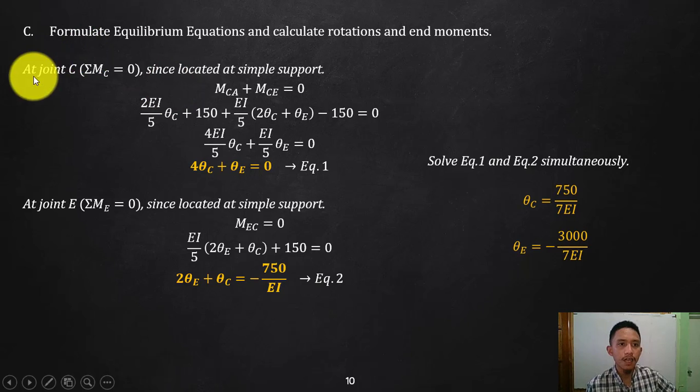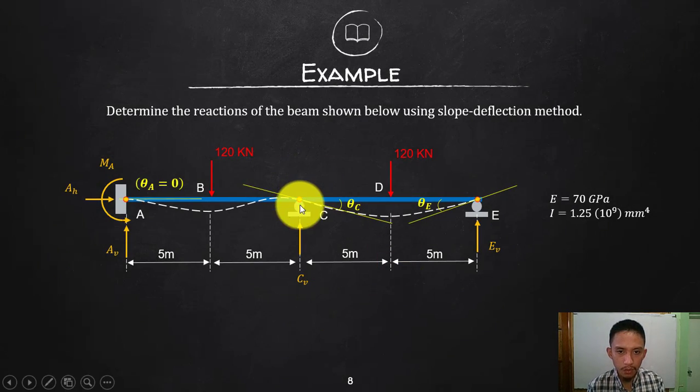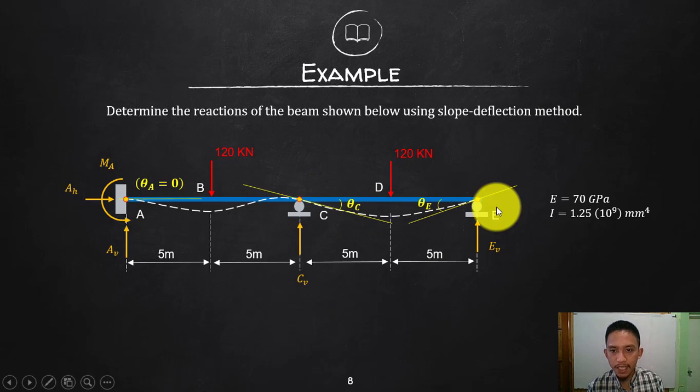So at joint C, again, summation of moment at joint C is 0, since that is simple support. So what are the moments at your point C? If I will try to cut this one, that is the end moment MCA, and the end moment in this right side, you will have moment MCE. These are your slope deflection equations, which is your MCA and then MCE. So we will summate that one, that should end up 0.